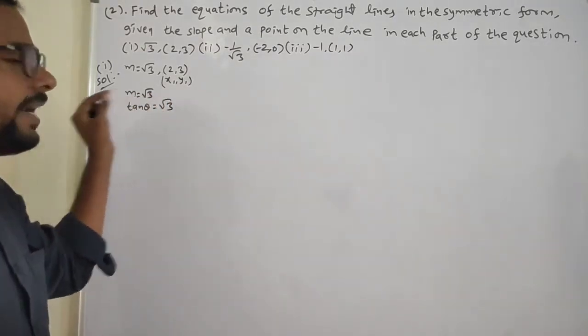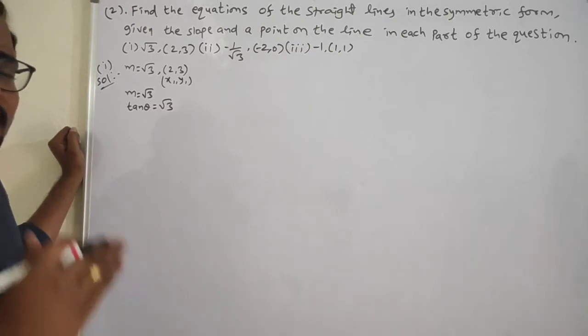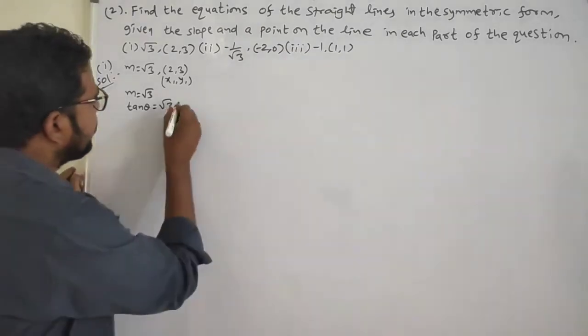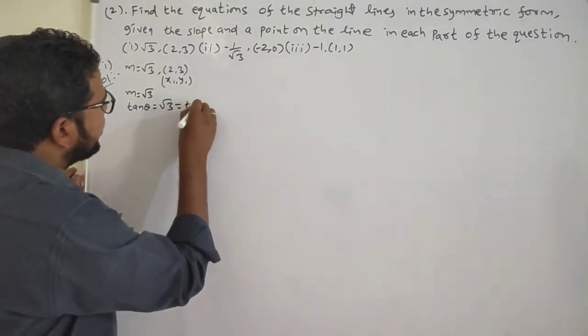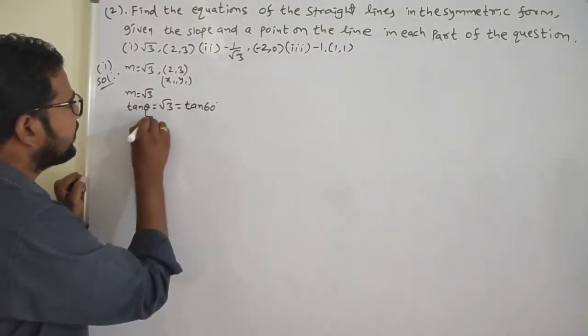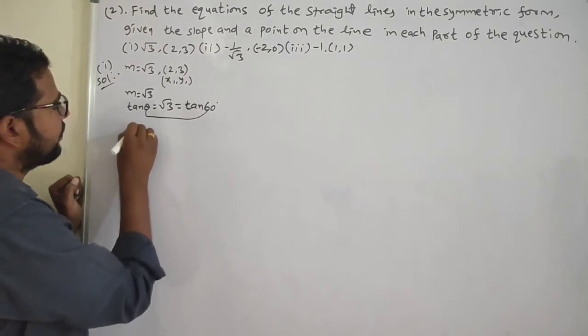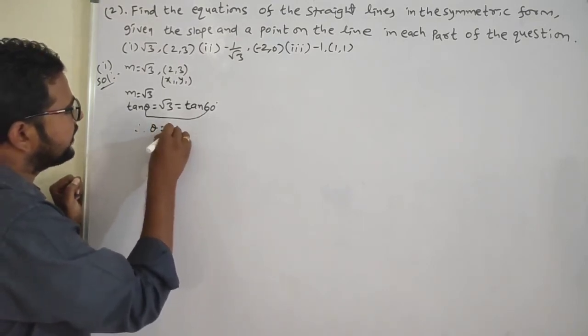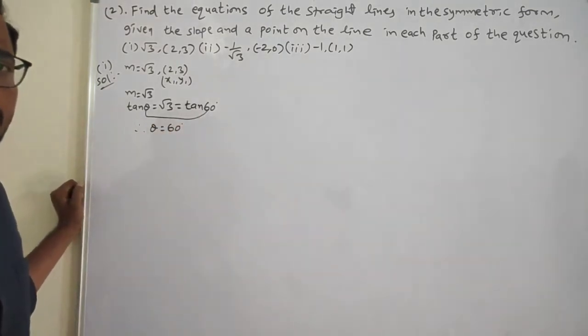And tan లో root 3 ఏ theta value కోసం చెక్ చేసుకోవాలి. Tan 60 degrees is root 3. So this value is equal to tan 60 degrees. So what is the value of theta? Theta is equal to 60 degrees. Therefore theta is equal to 60 degrees.